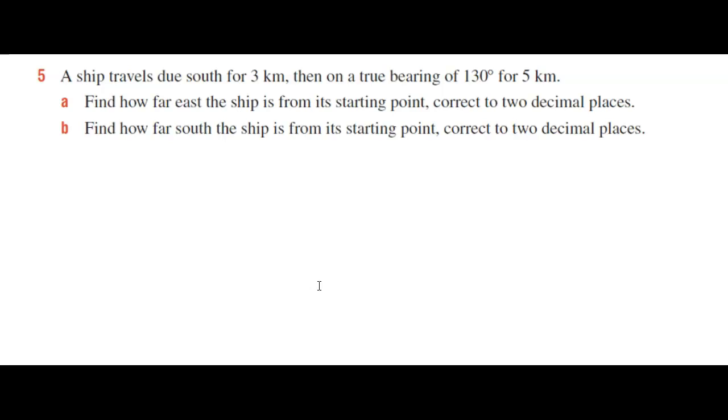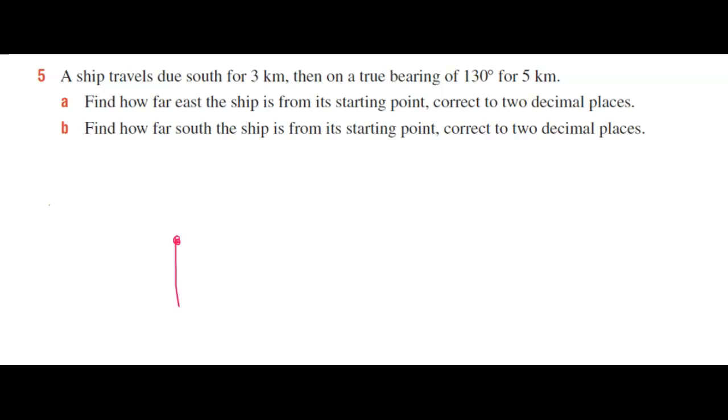A ship travels due south for 3 kilometres and then on a true bearing of 130 degrees for 5 kilometres. Now, no diagram has been given to you, so when I draw a diagram, I give myself enough space. Don't just go over here to the left side, because you could be going in a westerly direction and then you'd be off your page. So I always start with enough space going around. A ship travels due south for 3 kilometres, so it's going down.